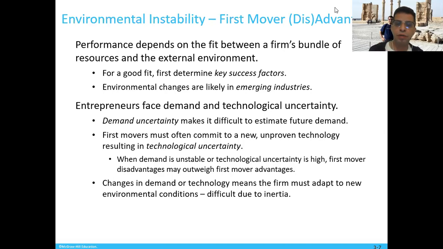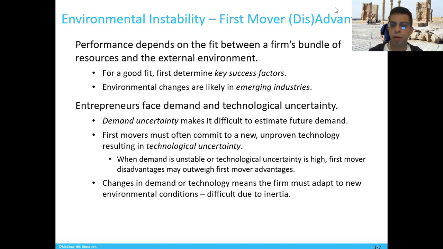So if you have the bundle for a good fit, first determine the key success factor. The environmental changes are likely in emerging industries. So the key success factors you have to determine: you need people who are local, who can meet the decision maker and set you up with this meeting in the beginning, or get the decision maker to know about you.